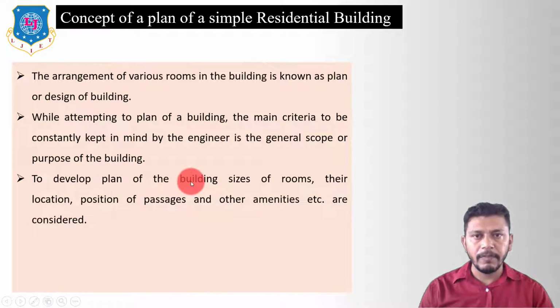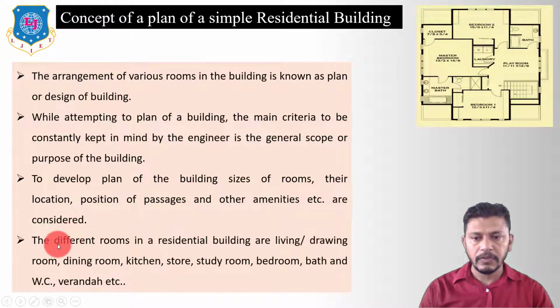To develop the plan of the building, sizes of the rooms, their location, position of passages and other amenities etc. are considered. So the different rooms in the residential building are living room, bedroom, study room, kitchen, bath, WC, veranda etc. In this figure you can see the different arrangement of the rooms.